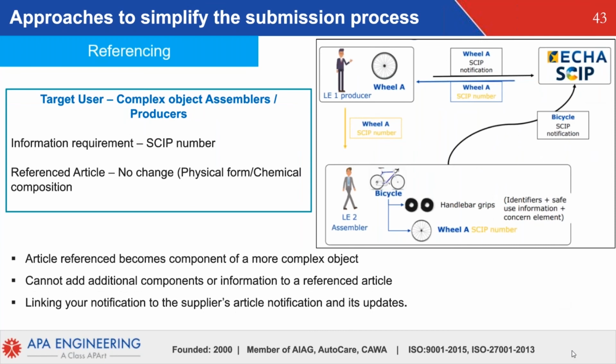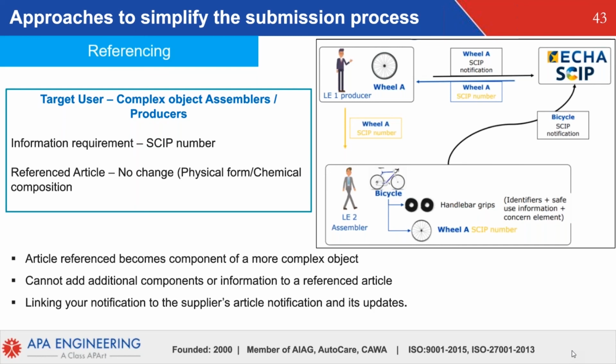The second approach is referencing. This is mainly targeted for the complex object assemblers and producers who get parts from EU suppliers. In order to do referencing, you need to get the SCIP number from your supplier. And referencing should only be done if the duty holder is not making any physical or chemical changes on the article after getting it from their supplier. This feature can only be used while making the dossier for a complex object, where the referenced article becomes a component of that complex object. And in addition, you cannot add further components or information to a referenced article. Through referencing also, you are linking to your supplier's notification and its updates.